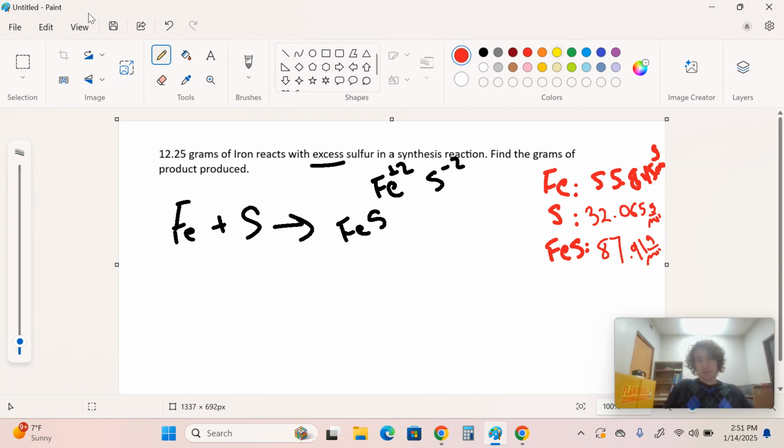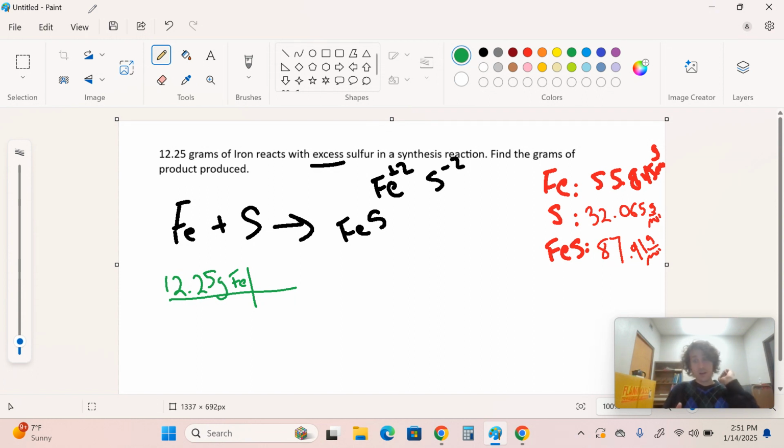I'll change colors again. Green, I like green. We are starting with 12.25 grams of iron. So I'm going to put in my fence. Remember, I like the fence method a lot. 12.25 grams of iron. And I got to convert this to moles. This is why we have molar mass. This is why we have moles in chemistry. It allows us to have a reaction.